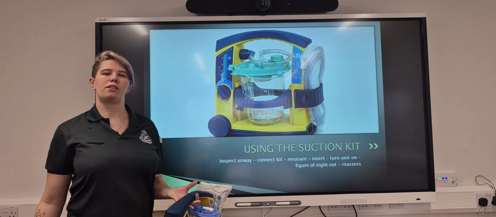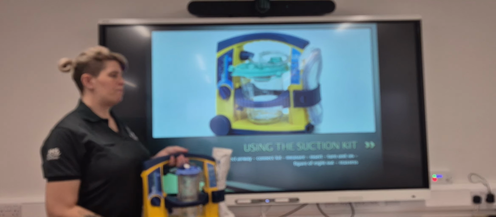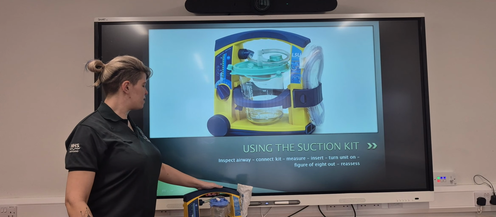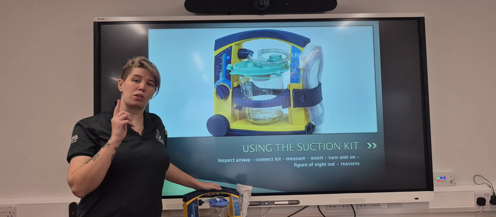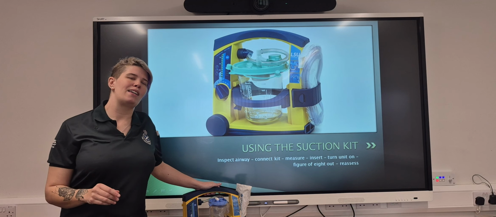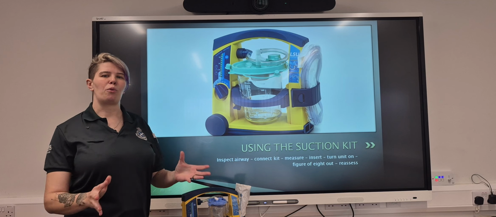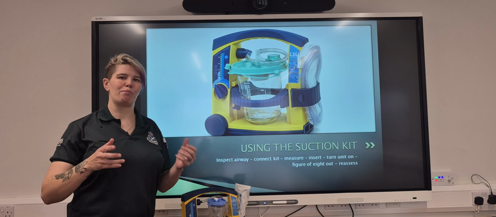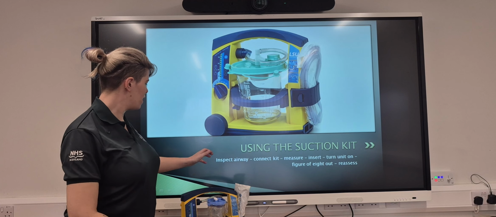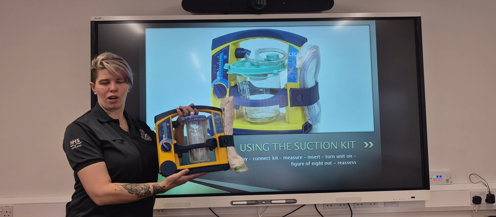So next thing we're going to look at, guys, is use of your suction kit. Have a little practice of pulling this kit in and out of the holder in the ambulance, because it can be a little bit tricky, and if you're in a situation where you need to recover it quite quickly, you're going to want to have practiced taking it out before you're in that situation. So let's have a little look at how we use this kit, how we measure it up.